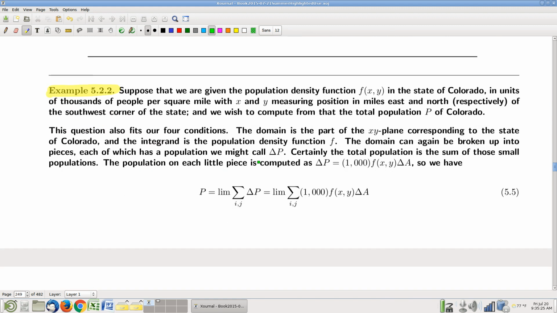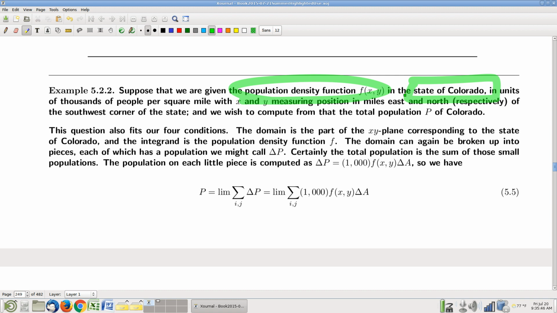So here's a related example. There's two more examples in this section. I'm just going to do this one. I'm going to let you all read the third one, time being a consideration. But suppose you know the population density function in Colorado, and we're stuck with Colorado or Wyoming, right? But it's got to be one or the other, because as of the moment, all we know how to do is to do integrals on rectangles, right?